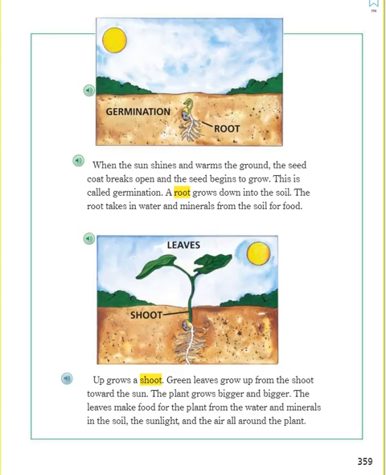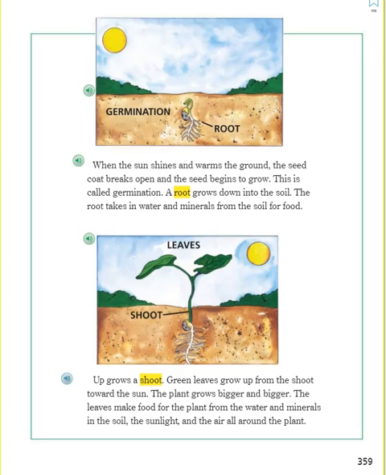Germination. Root. When the sun shines and warms the ground, the seed coat breaks open and the seed begins to grow. This is called germination. A root grows down into the soil. The root takes in water and minerals from the soil for food.